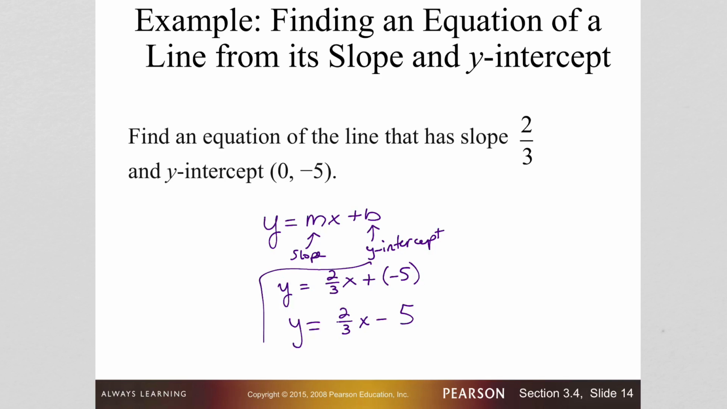These are the same equations. They mean the same thing. They both have a y-intercept of (0, -5), and so you could write it either way. I prefer the one on the bottom, but this top one is not wrong either.